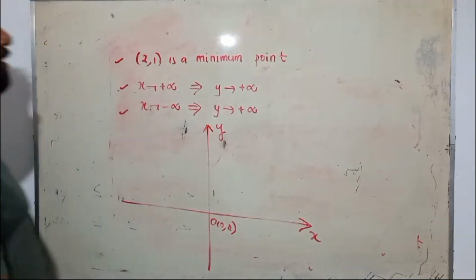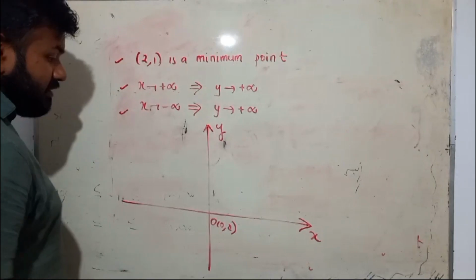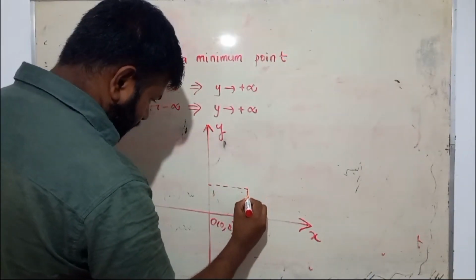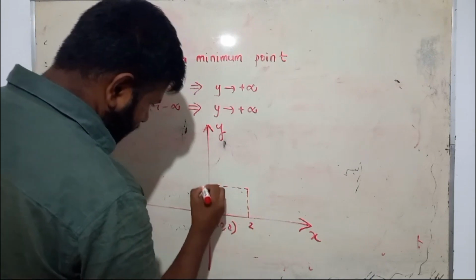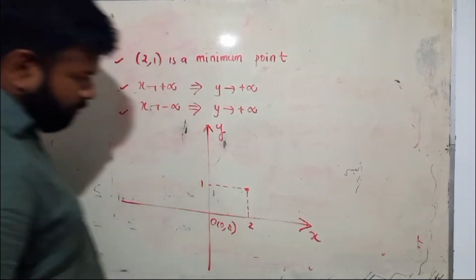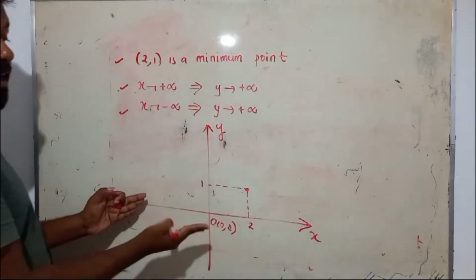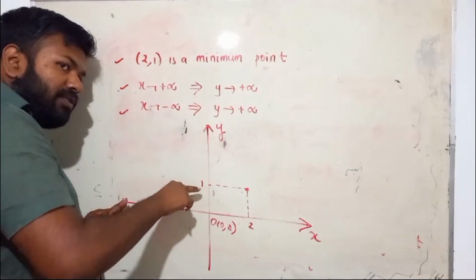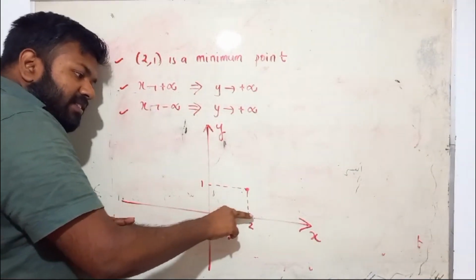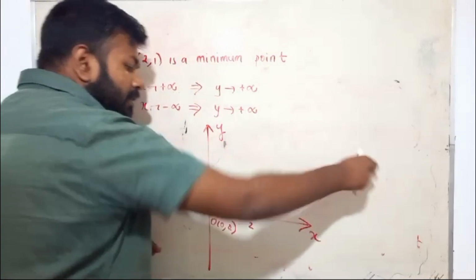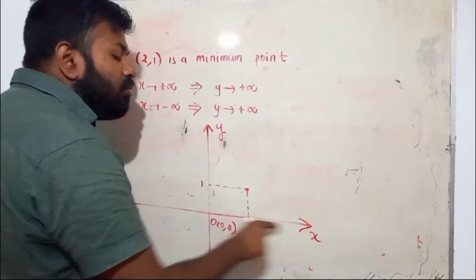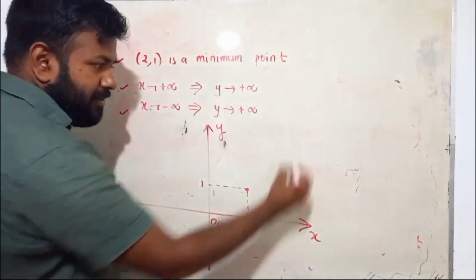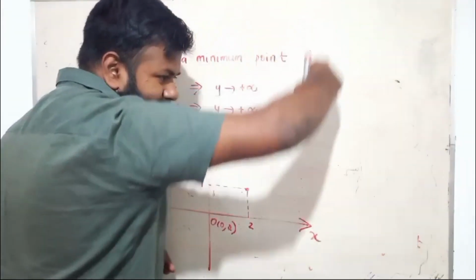So we found that (2, 1) is a turning point and it's a minimum point. So let this point be (2, 1). This is 2 and this is 1. This is the minimum point. The second thing to consider: when x goes to positive infinity, it means when x increases on the positive side, as x goes towards positive infinity, y also goes towards positive infinity. So the graph will go like this.